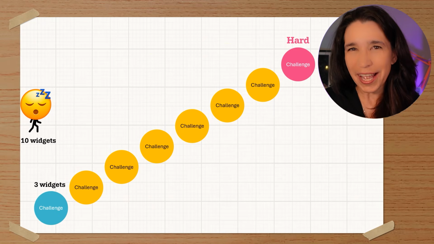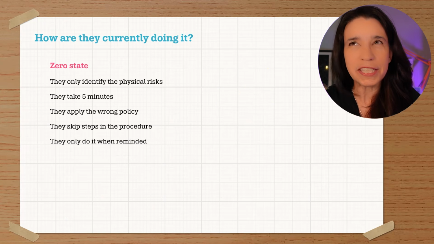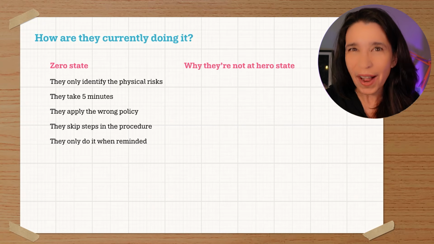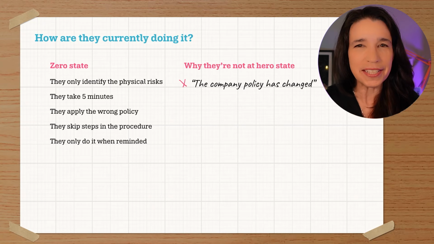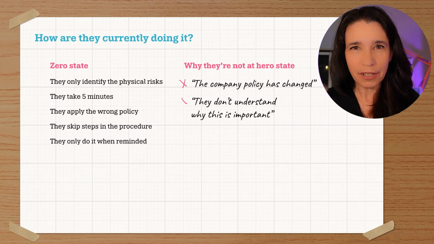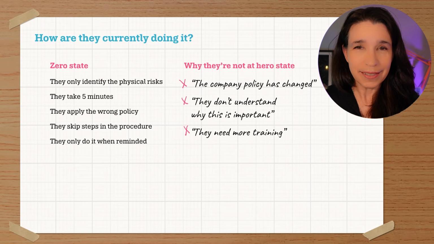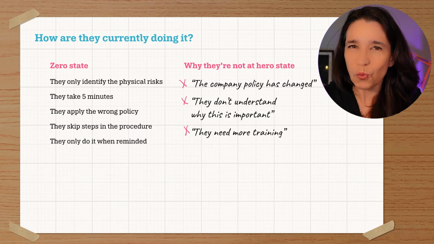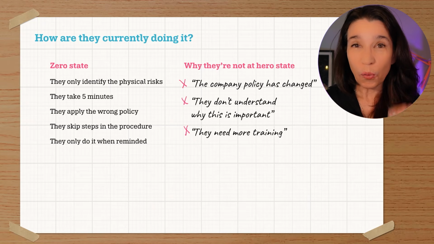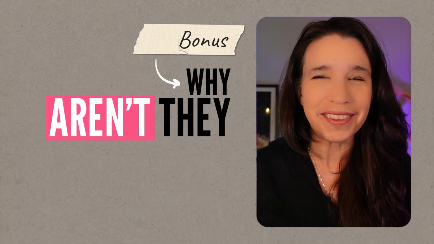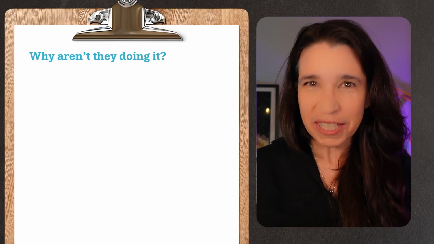And the one way I saw answers go wrong here is instead of explaining what learners are doing incorrectly right now, people will explain why they're not at the desired level. They'll say things like, the company policy has changed, learners don't understand why this is important, or they need more training. This doesn't tell me what they're doing right now, just why they're not doing the right thing. But the why can matter quite a bit, which is why I have a bonus question. Why aren't they doing it already? What actually makes this hard?